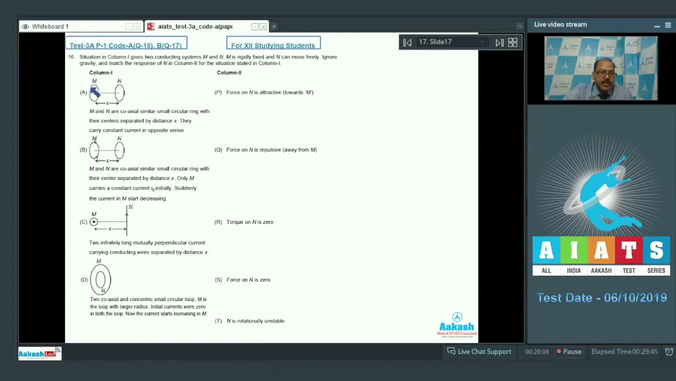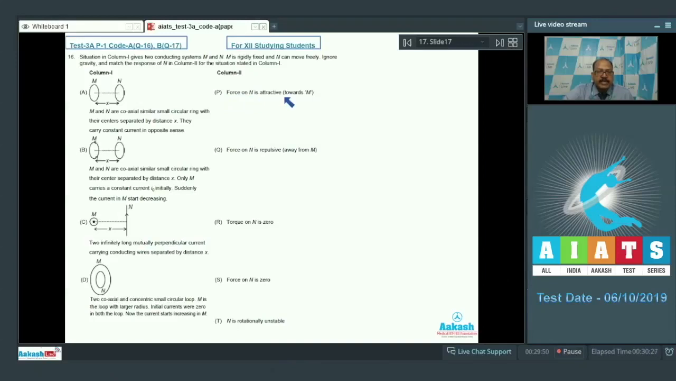So the first entry, entry A in column 1, is this: two rings. The statement says M and N are coaxial, similar small circular rings with their centers separated by distance x. They carry constant current in opposite sense. Okay, so they are carrying current in opposite sense. Which of these entries will match? Let's look at them one by one.